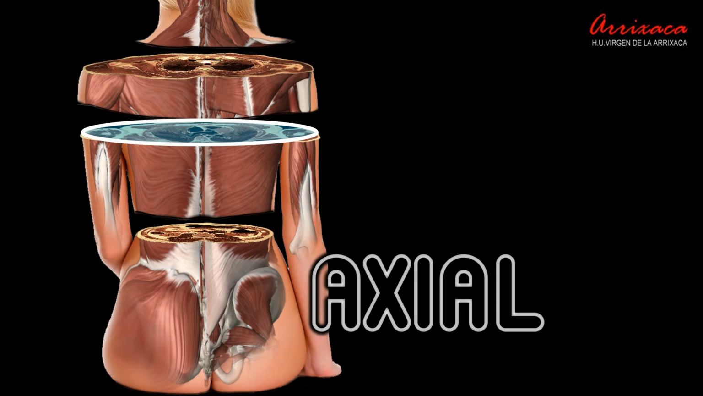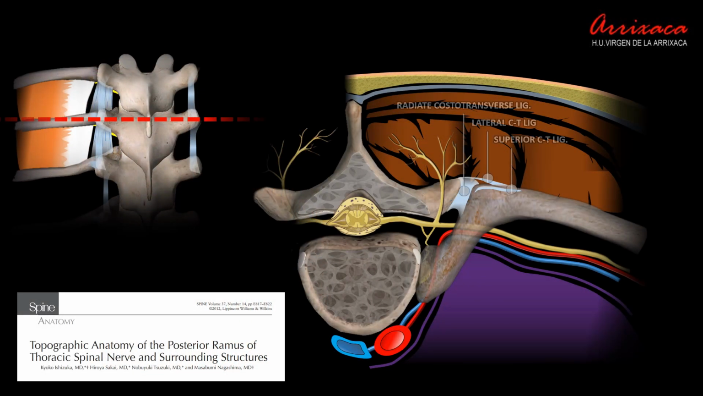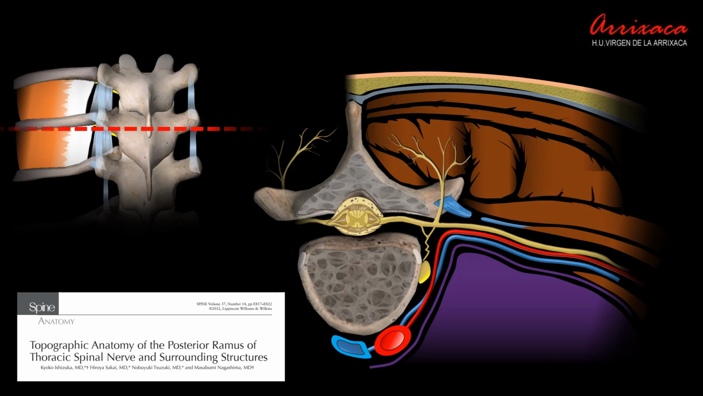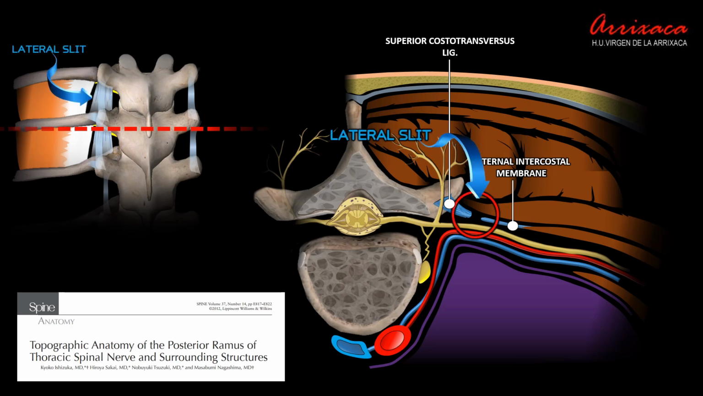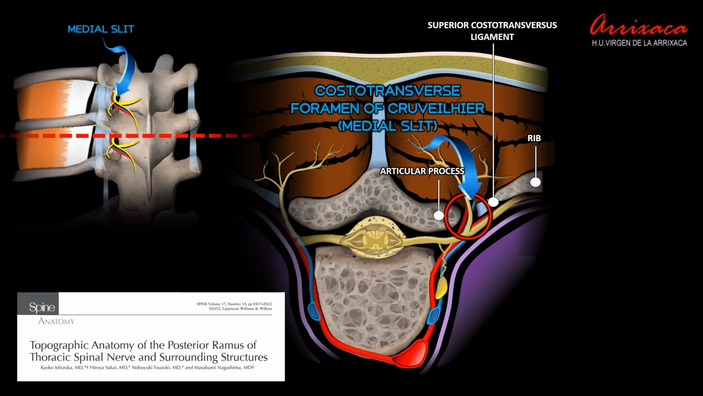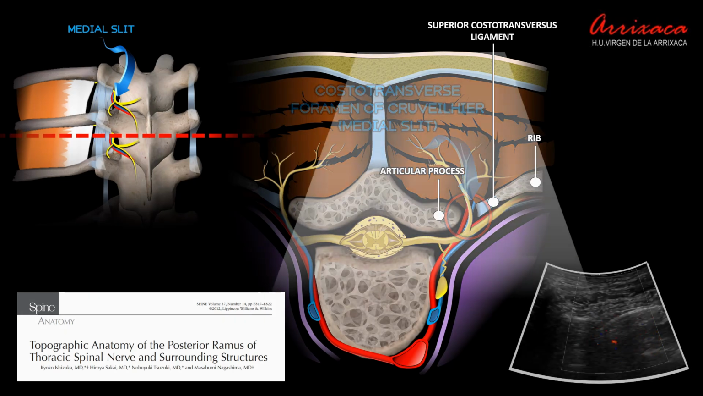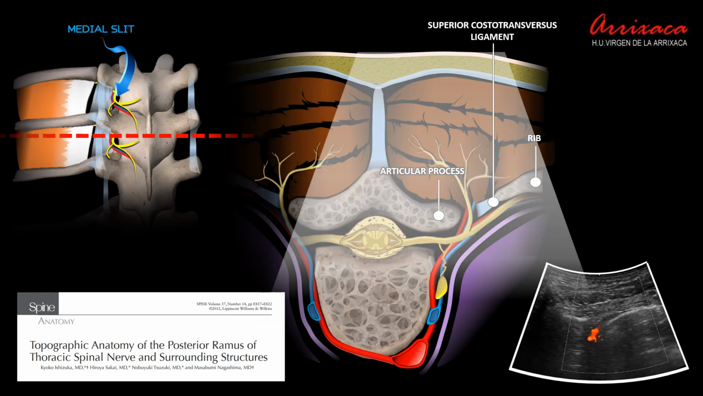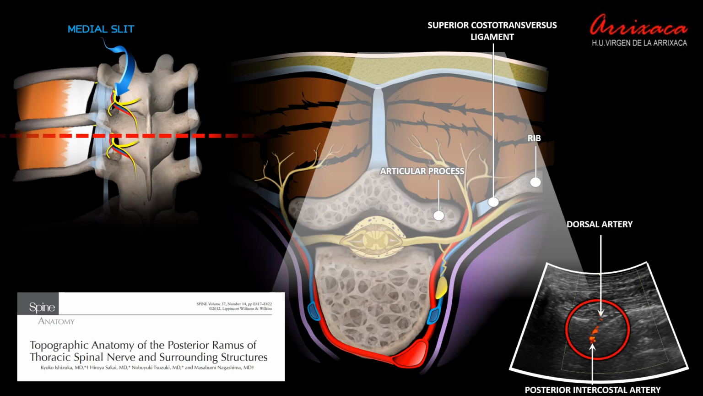Reconstructing the cross-section in an axial plane with the new knowledge we have acquired. At the level of the costotransverse joint, we can identify the costotransverse space. Several millimeters below, where we do not find the rib and only the transverse process, we will identify the lateral slit between the superior costotransverse ligament and the internal intercostal membrane. At the level of the lower facet joint, we can identify the medial slit, which corresponds to the exit of dorsal branches and vessels towards the posterior, Cruveilhier costotransverse foramen. In an ultrasound image, we can identify the posterior intercostal artery and the exit of the dorsal artery heading toward the erector muscle.